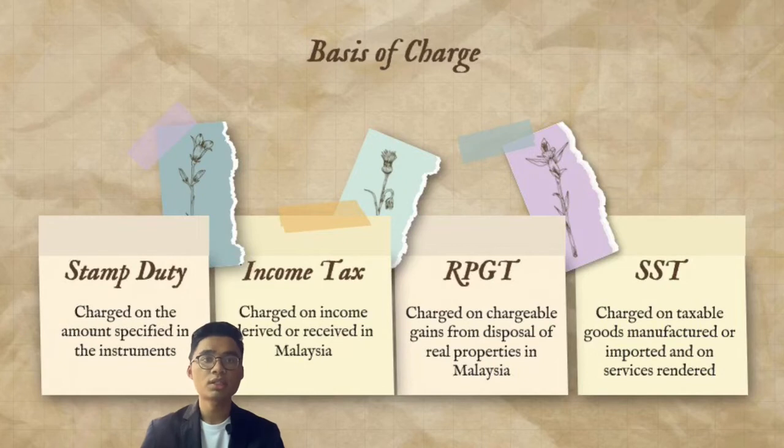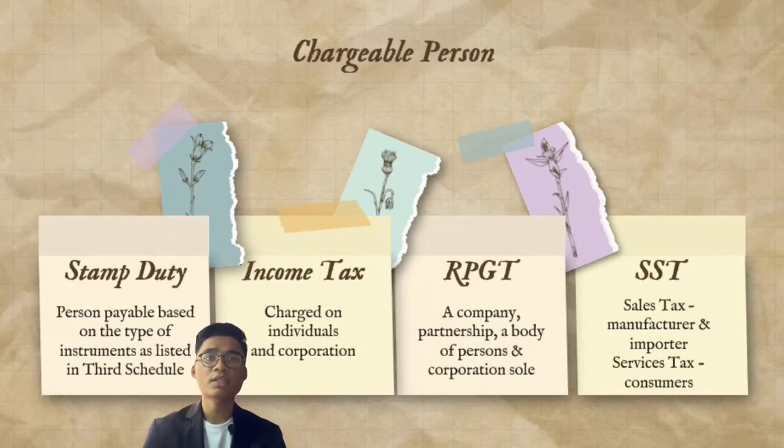For basis of charge, stamp duty is charged on the amount specified in the instruments. Then, income tax is charged on income derived or received in Malaysia. Meanwhile, RPGT is charged on chargeable gains from disposal of real properties in Malaysia. And SST is charged on taxable goods manufactured or imported and on services rendered. Next, for chargeable person, stamp duty is charged on the person payable based on the type of instruments as listed in the third schedule.